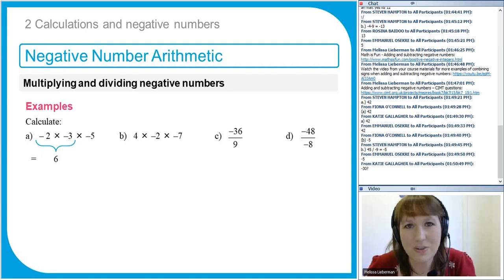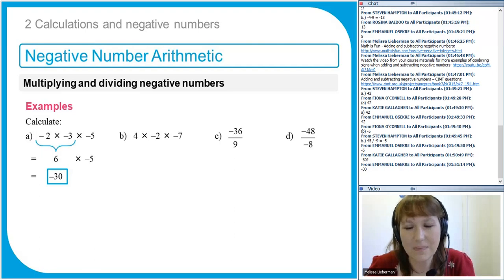Minus 2 times minus 3 is 6. So I've got 6 times minus 5. So I've got a positive number times a negative number. Positive times negative gives me negative, and 6 times 5 is 30. So altogether I've got negative 30.